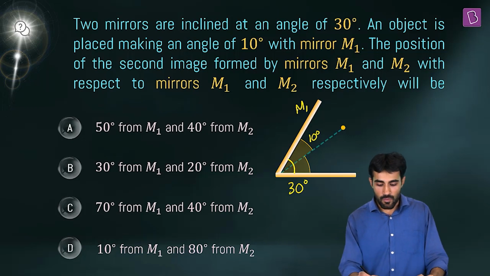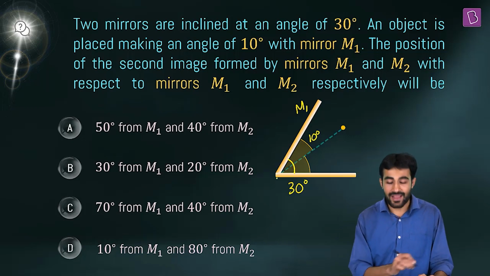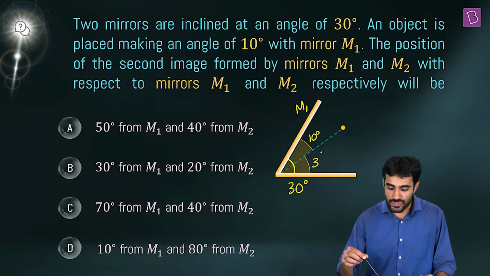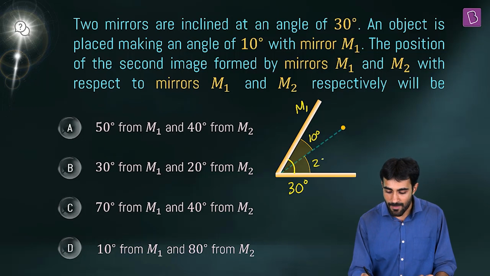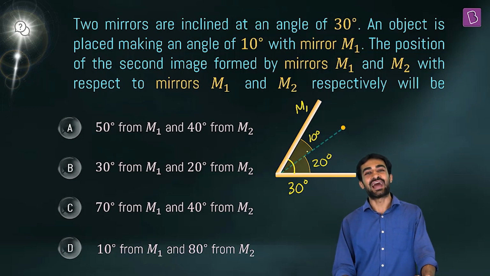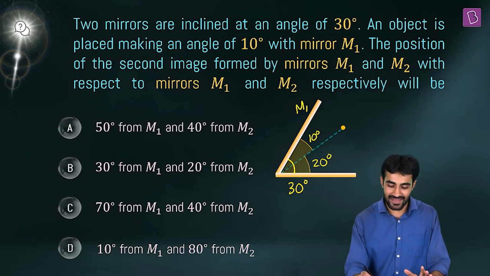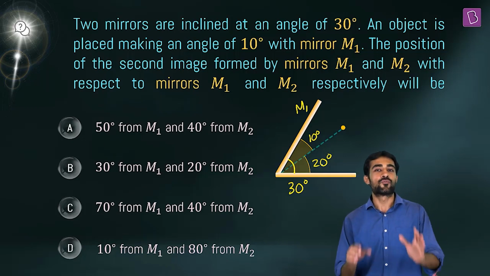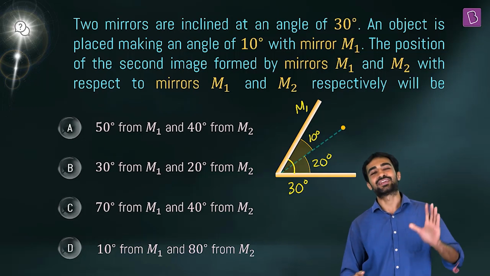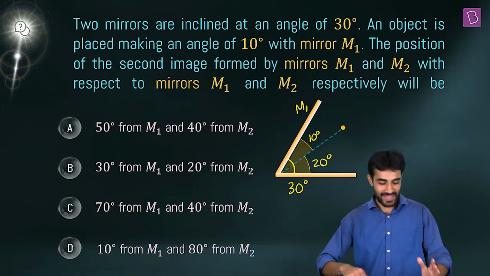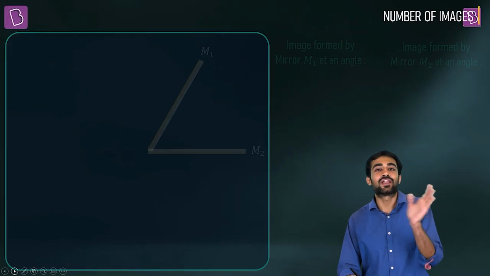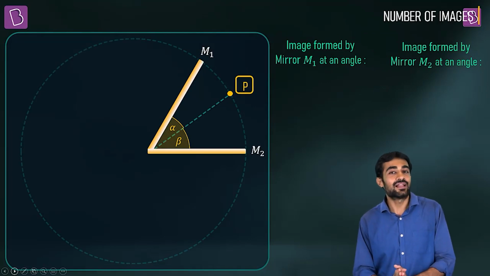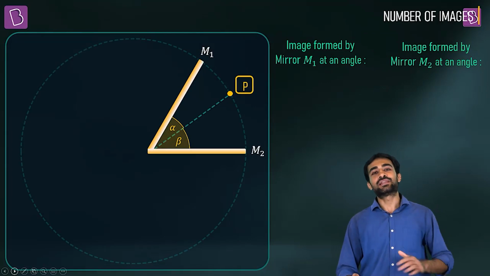Now you know one angle is 10 degrees and the total angle between the mirrors is 30 degrees. So the other angle which the object makes with the second mirror must be 20 degrees. We know that one angle is 10 degrees and another angle is 20 degrees, made by the object from these mirrors. With that, we will begin. Now let me show you a general case. Let's say there is an object at P and the angles made with the mirrors are alpha and beta respectively.